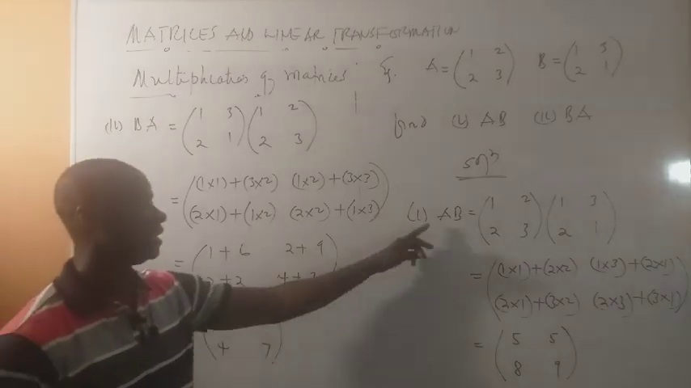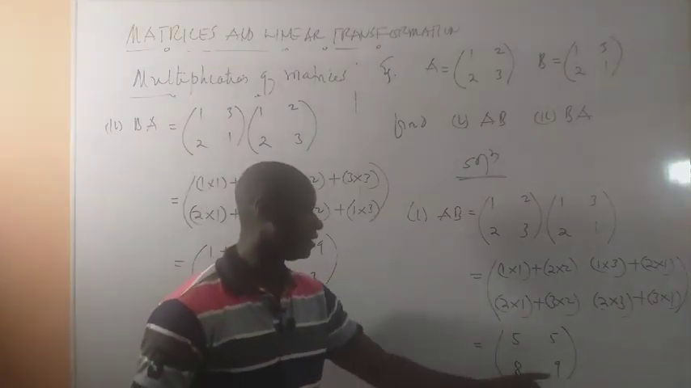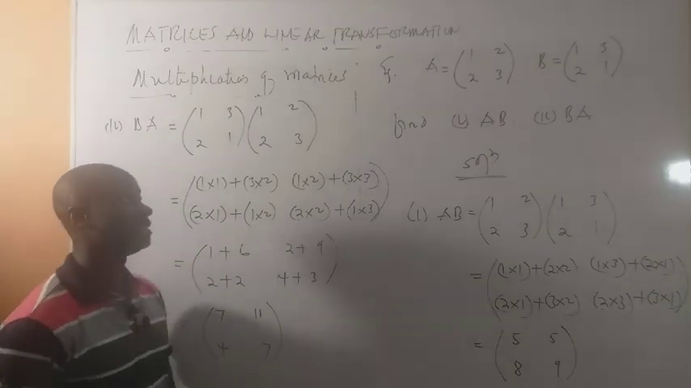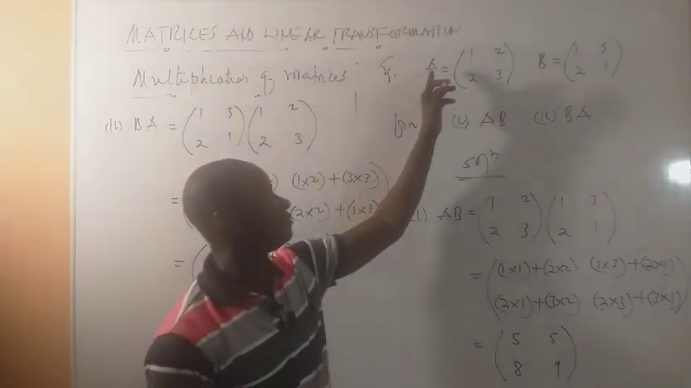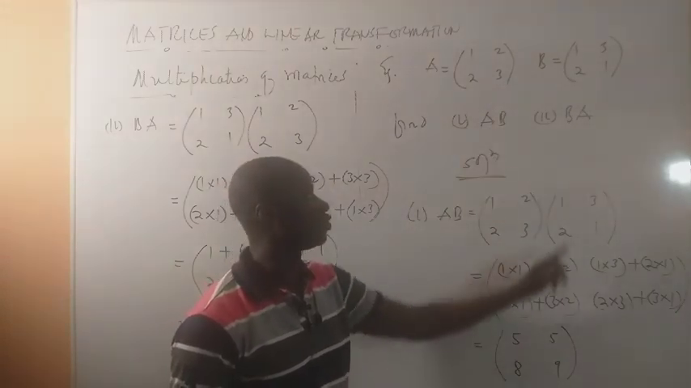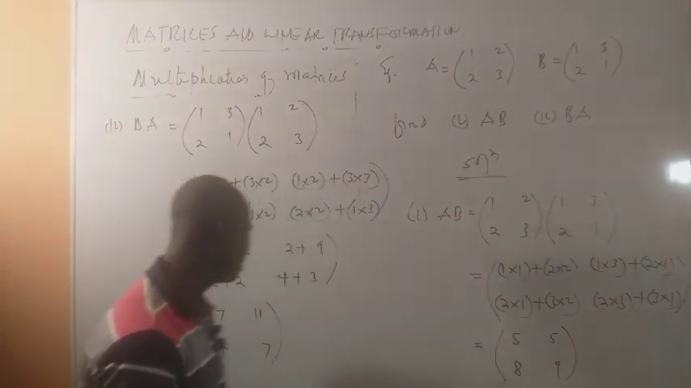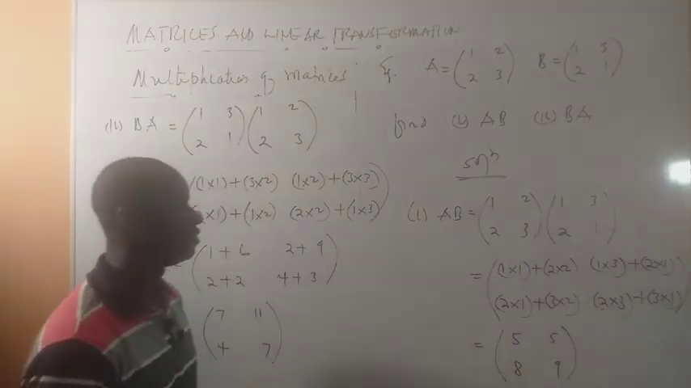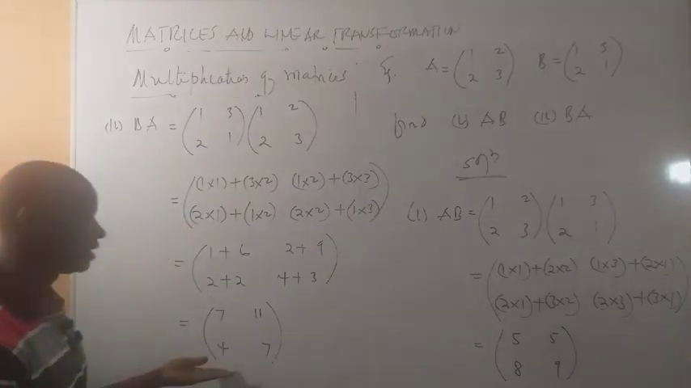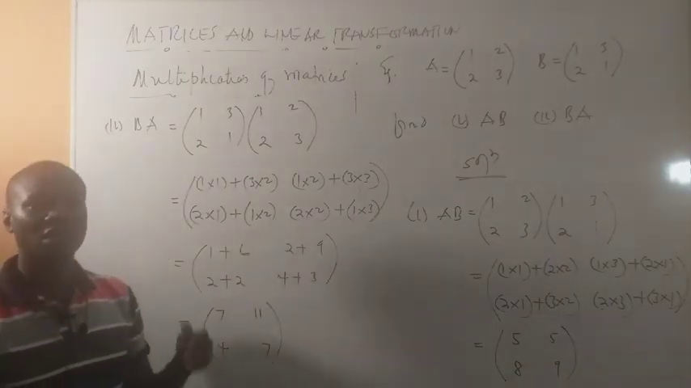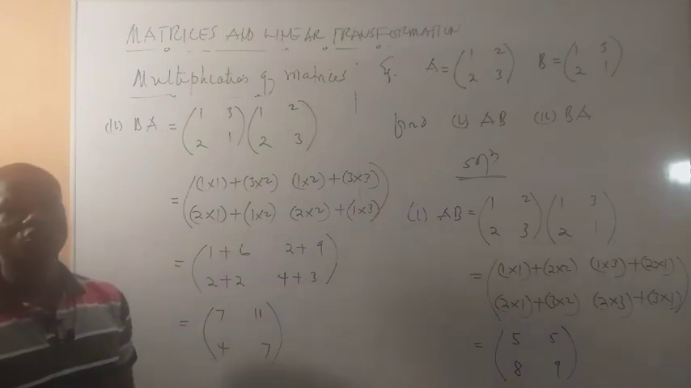When we multiply A by B, we had 5, 5, 8, 9. That means matrix multiplication is not commutative. I hope you understand that. Even though this is the matrix A and this is the matrix B, when you multiply A by B, the answer we had is not equal to the answer we had when you multiplied B by A. That means that matrix multiplication is not commutative, because you can see for yourself that the answers are different. So in general, that is how we multiply a 2 by 2 matrix by a 2 by 2 matrix.